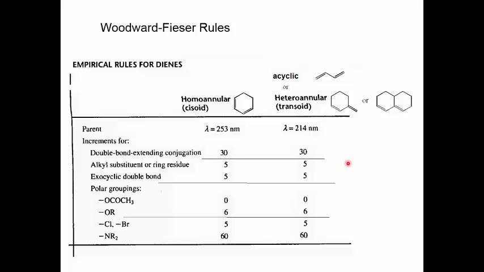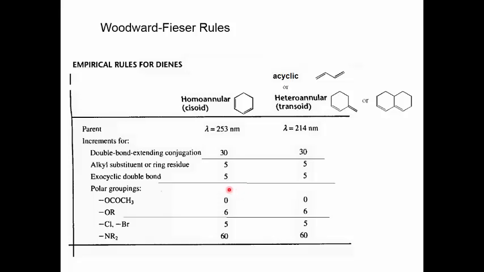Now, an exocyclic double bond is a double bond that's external to a ring, what I'm showing right here. That is, this double bond and this one are considered internal double bonds. This double bond with respect to this ring is external to the ring, or we say exocyclic double bond. For every exocyclic double bond in the conjugated system, one adds 5 nanometers.